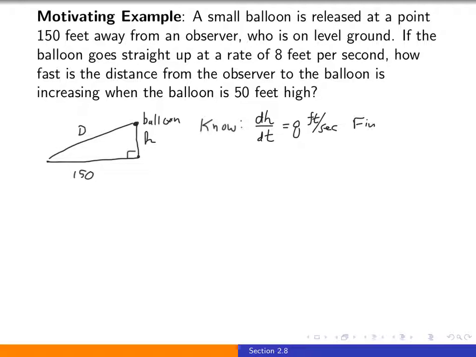So what rate of change do I want to find? Well, I want to know how fast is the distance from the observer to the balloon increasing when the balloon is 50 feet high. So how quickly is this rate of change? So find the derivative of big D with respect to t, and we want to find this when the height of the balloon is 50.